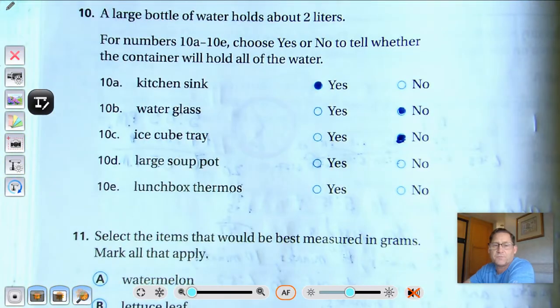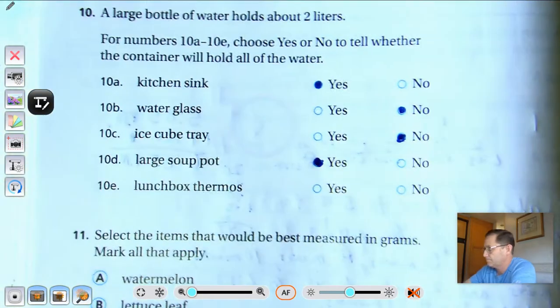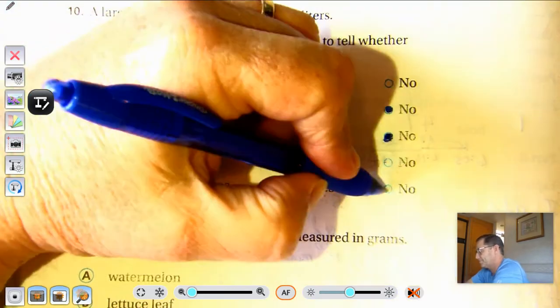A large soup pot. Well, yeah, that would work. Those are large containers that hold a lot of water. A lunchbox thermos. No.